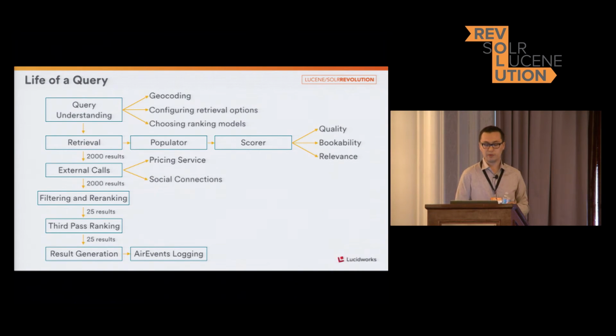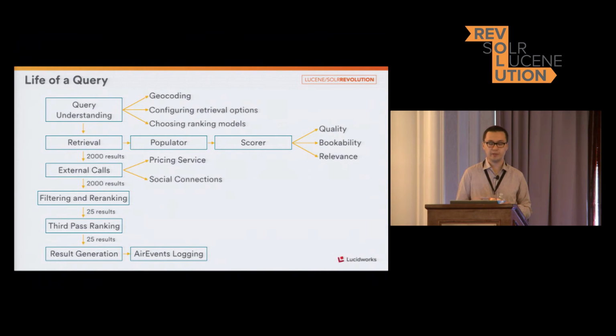So this diagram represents the life of a query inside of the search service. The first stage is understanding the query and appropriately configuring ranking and retrieval parameters. This includes figuring out which ranking experiments should be enabled for the current user, which relevance models to use for that specific class of a query, and so on.